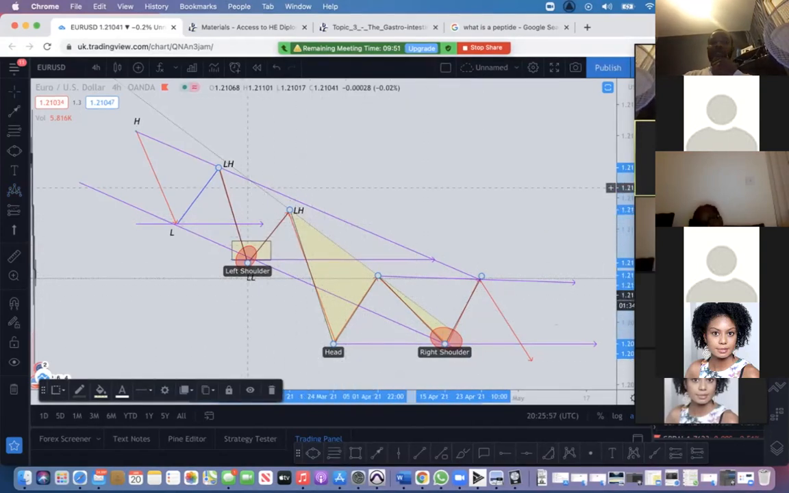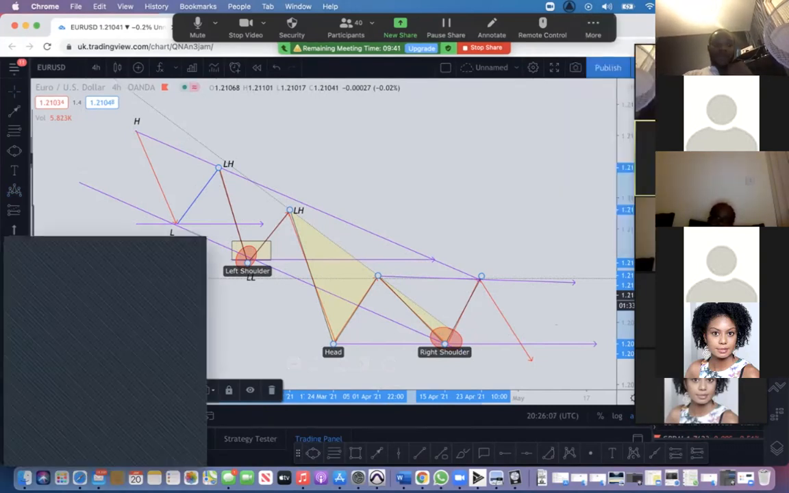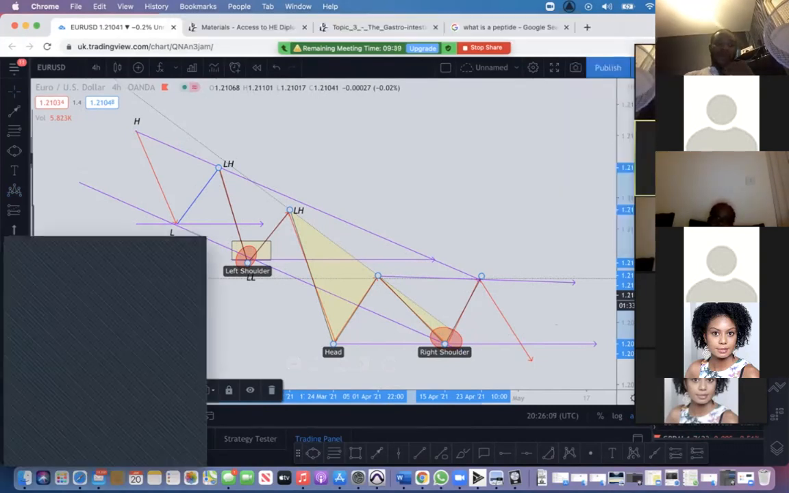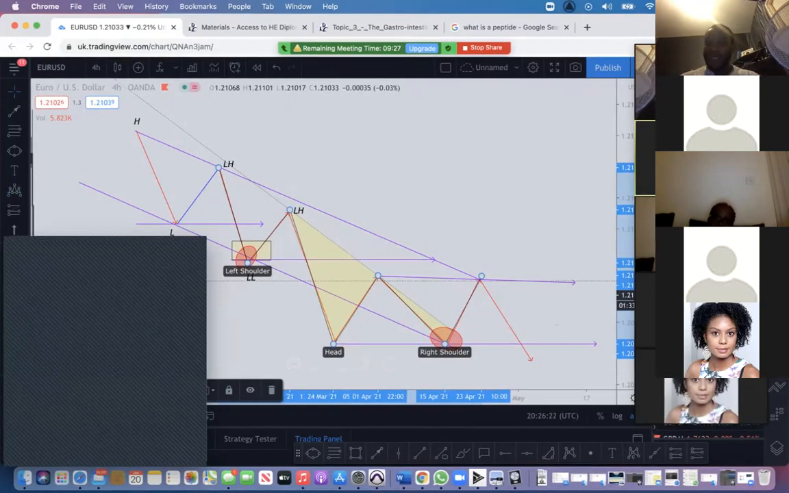How many of us know what this shape is? What shape is that? Head and shoulders, guys. Head and shoulders. And this is how the market is built.